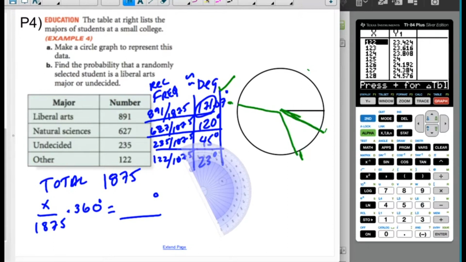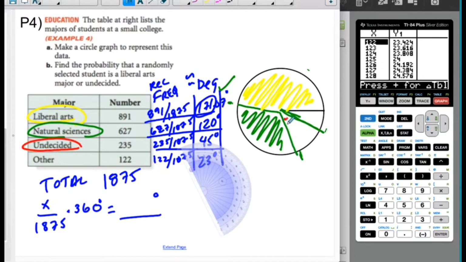Cool. And then if I were color coding this, I'd say, hey, liberal arts, you get to be this giant section here. And we'll make natural sciences this big section here. And we'll make undecided this section. And we'll make other this section. And that's what circle graphs look like. So that's kind of the gist of how a circle graph works.